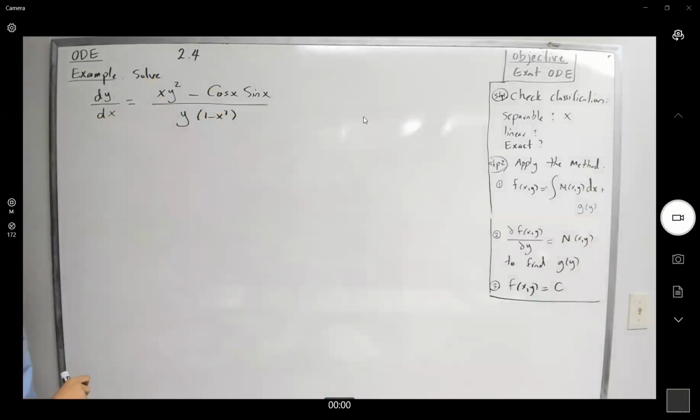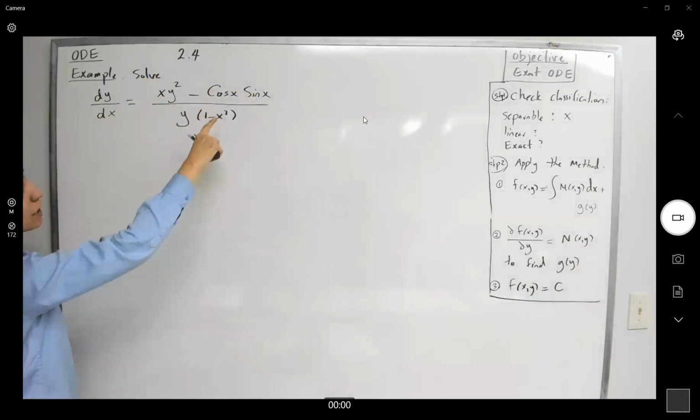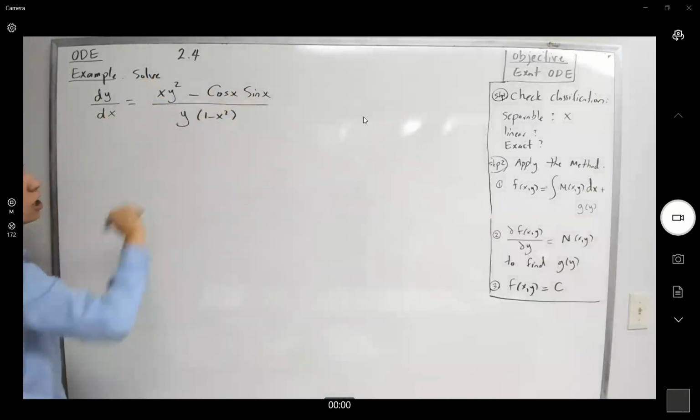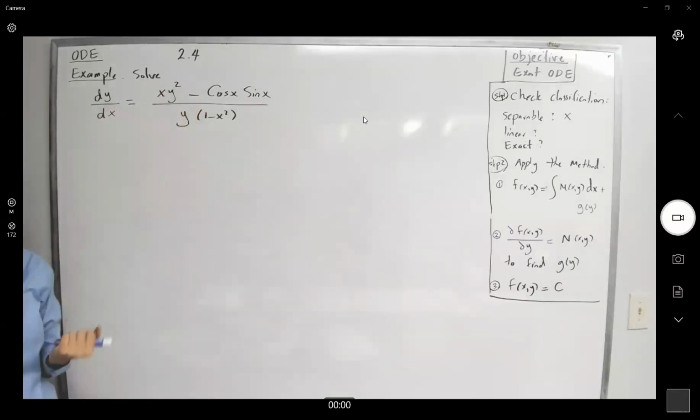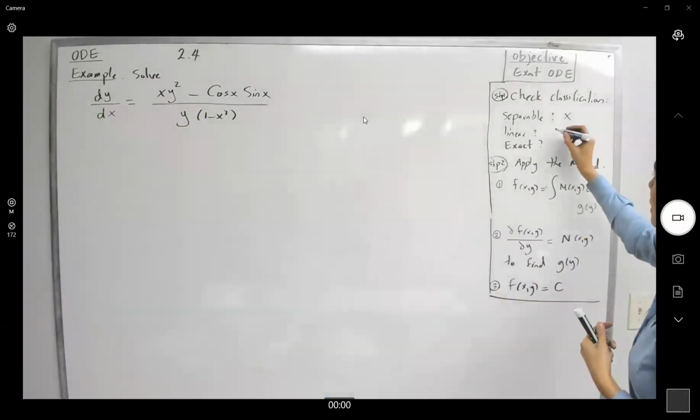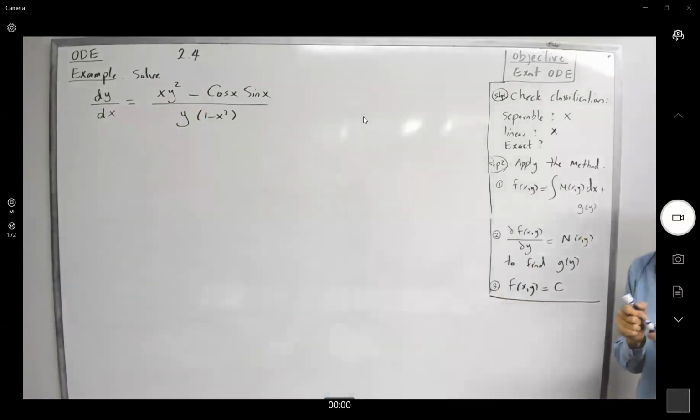It means that you end up with x times y divided by 1 minus x squared. So so far we don't have any issue, but on the right hand side, what you get is cosine x sine x divided by y times 1 minus x squared. So this is another issue on the right hand side. And if you flip this and try to write it in terms of x equals a function of y, then you end up with cosine x sine x, and we cannot write this in a linear form. So it seems like it's not linear as well. What about exact? Is it an exact differential equation?